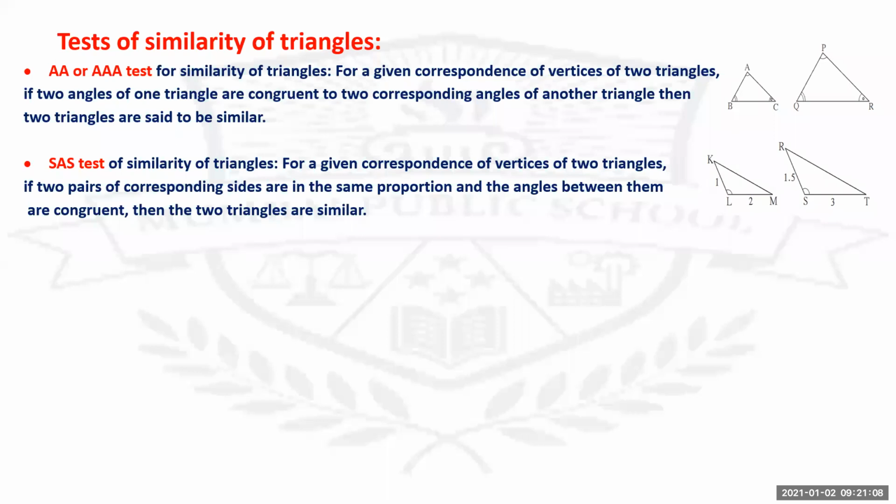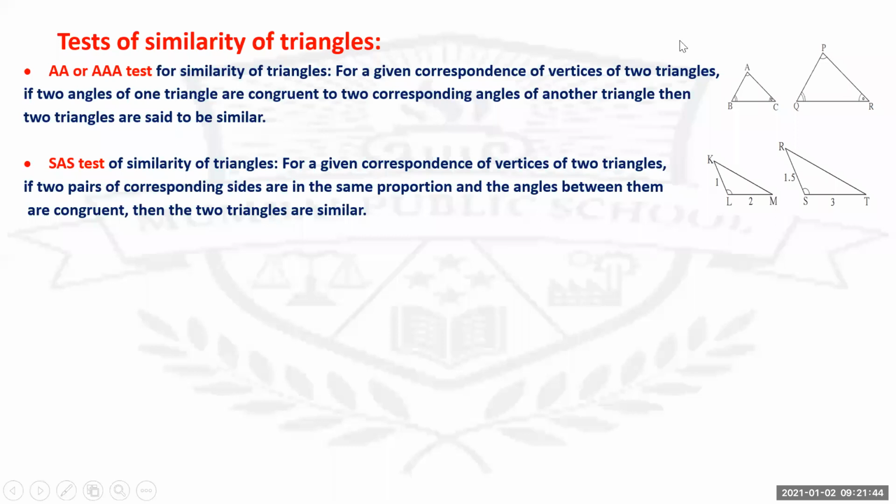Check here, it is given in triangle KLM and triangle RST. Understand? So KL upon RS, if you are taking these two sides, the ratio is 1 is to 1.5. And when you are taking the sides LM upon ST, are you getting the same ratio? 1 is to 1.5. Yes, you are getting the same ratio, 1 is to 1.5. So the triangles are similar when the sides are in the same proportion and the angle is congruent.